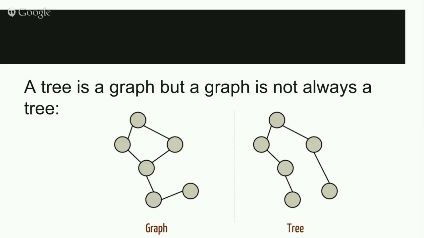Okay. Yeah, so one thing to note about trees is that they're a type of graph. And there's a graph on the left and a tree on the right. And so all trees are graphs, but not all graphs are trees. It's just something to keep in mind, right? Okay, if we can go to the next slide.